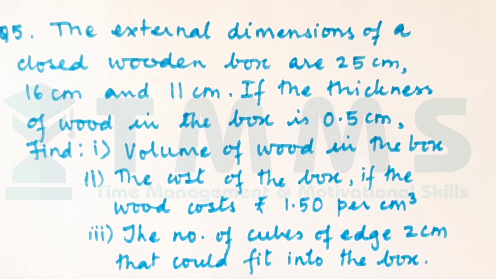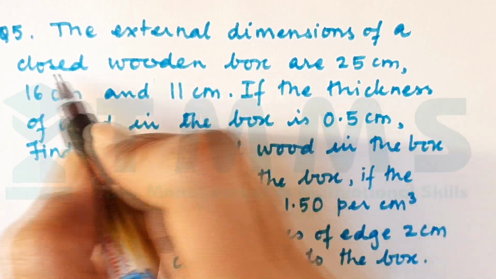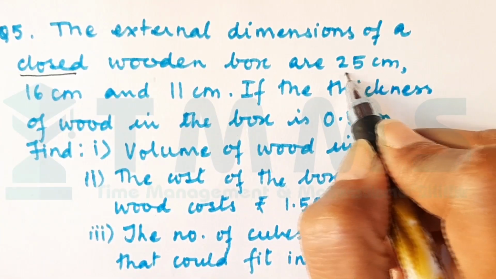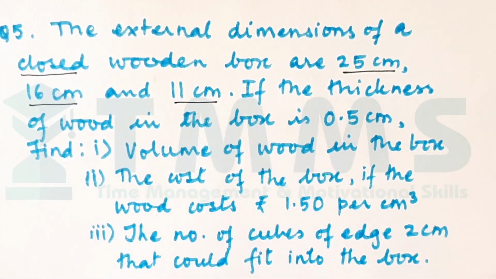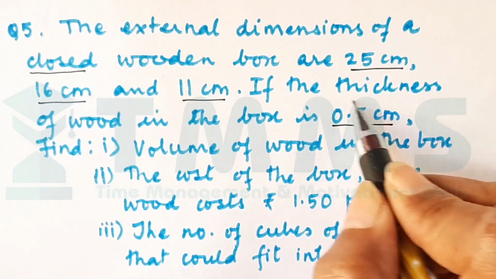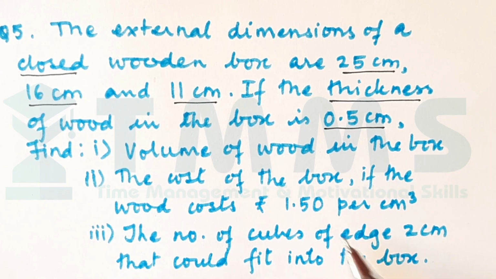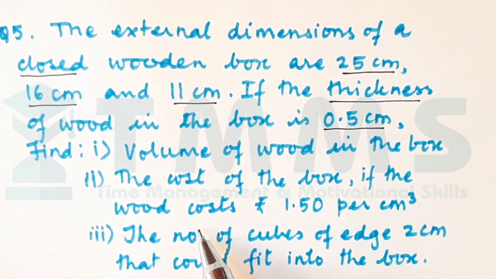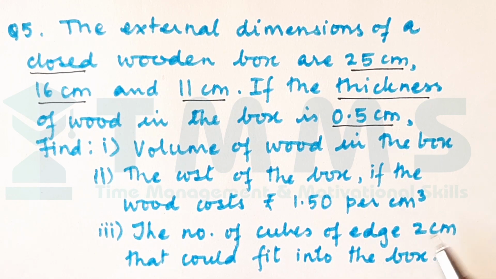Question number 5. The external dimensions of a closed wooden box are 25 centimeter, 16 centimeter, and 11 centimeter. If the thickness of the wood in the box is 0.5 centimeter, find the volume of the wood in the box, the cost of the box if the wood costs rupees 1.50 per centimeter cube, and the third subpart, the number of cubes of edge 2 centimeter that could fit into the box.